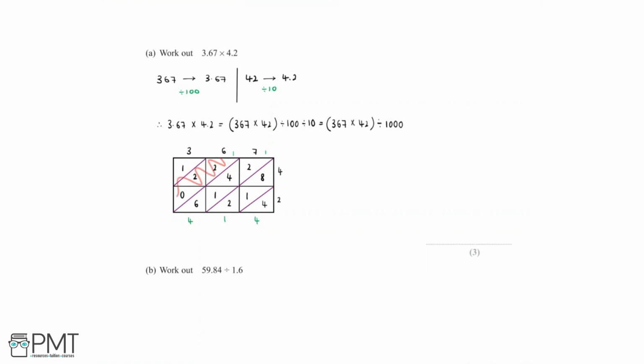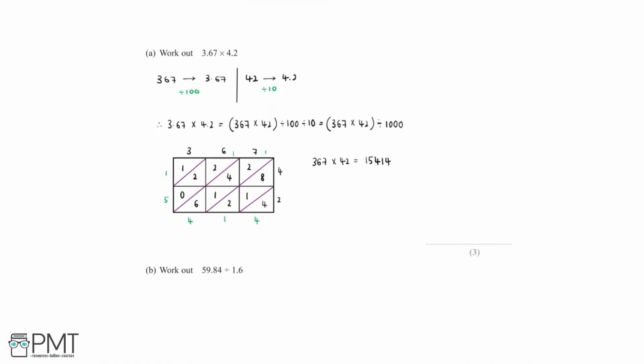Now the next diagonal, we have 2 plus the 1 that we carried, which is equal to 5. And finally, we have this last diagonal, which is equal to 1. And so we have the numbers 1, 5, 4, 1, 4. And so using the lattice method, we found out that 367 multiplied by 42 is equal to 15,414.